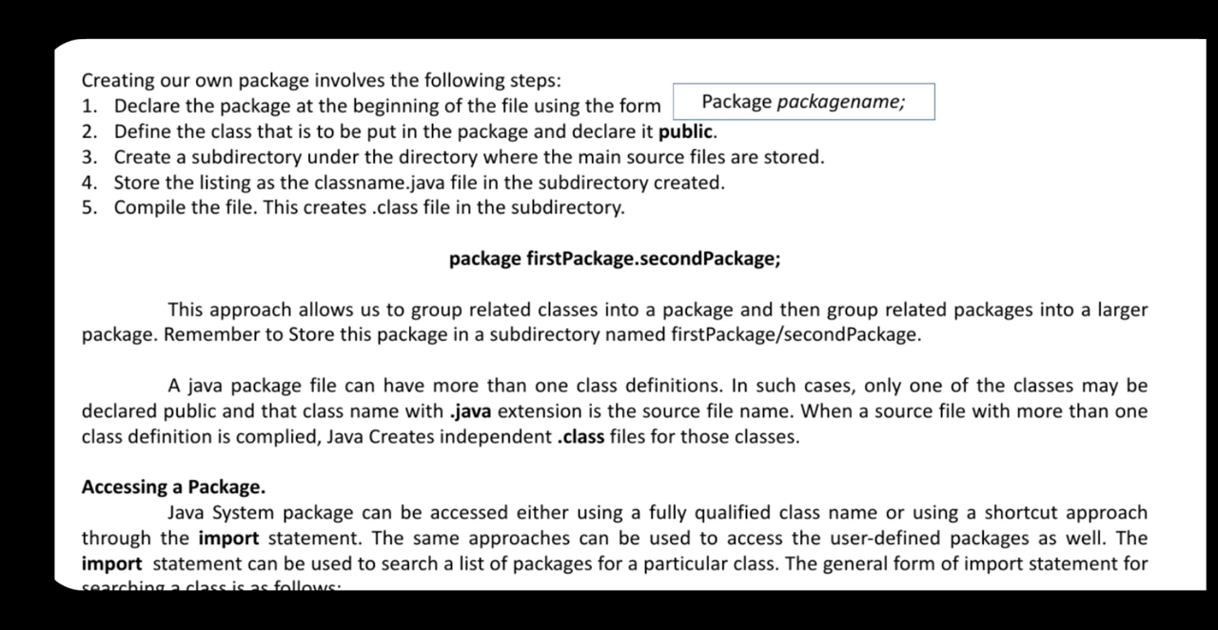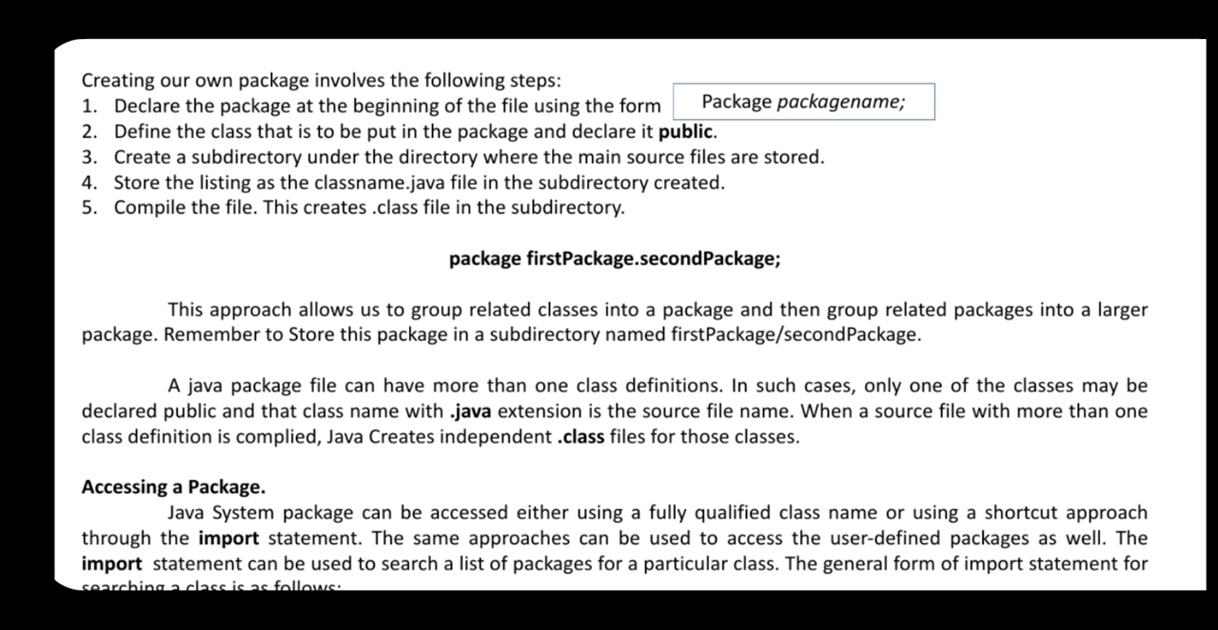Okay, create a subdirectory under the directory where the main source files are stored. For example, in jdk 1.7 bin, all the different types of directories will be there. Within that one, you have to define your directory name. That directory name will be the package name itself. The package name should be the directory name, and it should be created within the source files where you already have, meaning different Java files will already be there. Now within that one, you are going to create a subdirectory of the same package name. Then you are going to use that one.